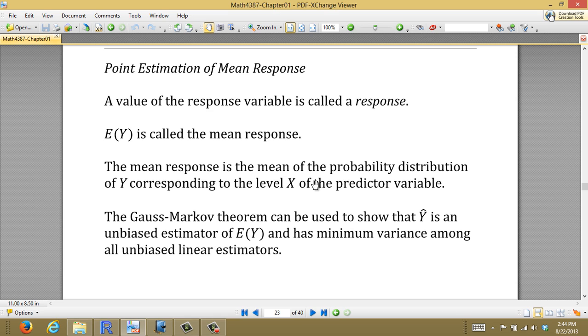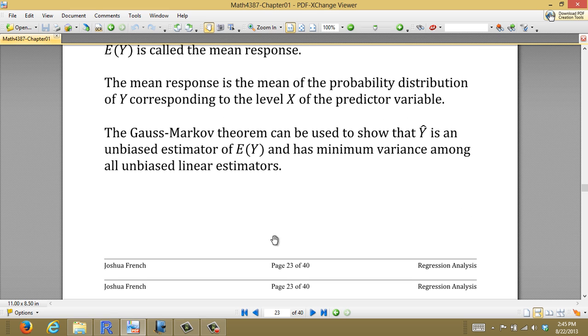And the Gauss-Markov theorem can be used to show that y hat, the estimated value of the estimated regression function, is an unbiased estimator of the mean value of y, and also has the minimum variance among all unbiased linear estimators. So in other words, if you want to estimate the mean response, the best estimator that you can get is simply to use the regression function and plug in the value of x that you're interested in estimating the mean for.